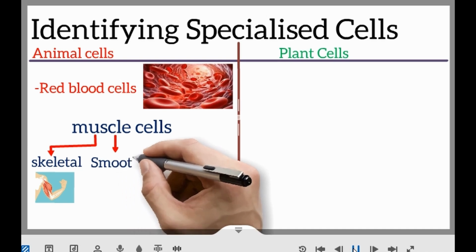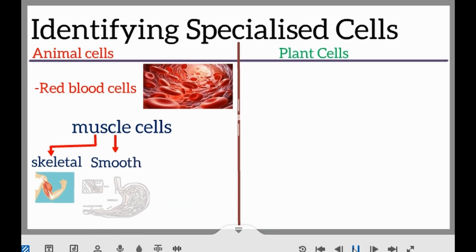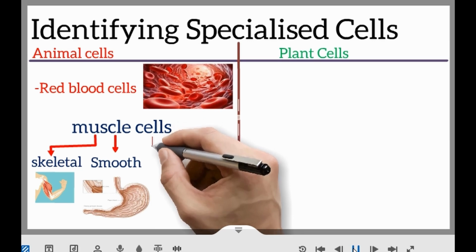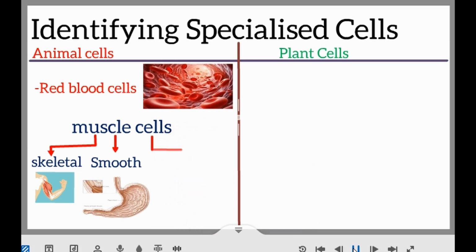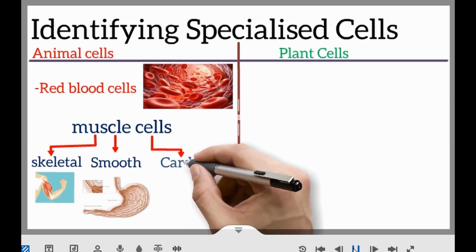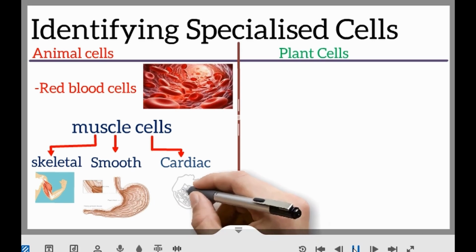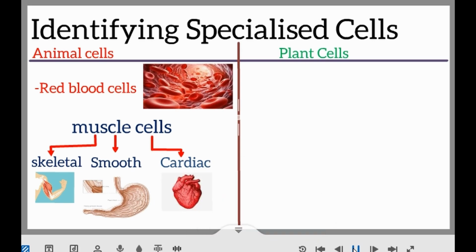And we have got the smooth muscle cells, which are normally found in the hollow organs of the body, such as the stomach and the blood vessels. We also have what we call the cardiac muscle cell, which is only found in the heart.